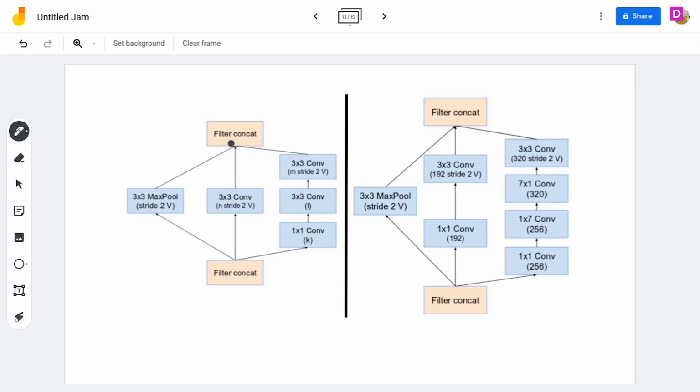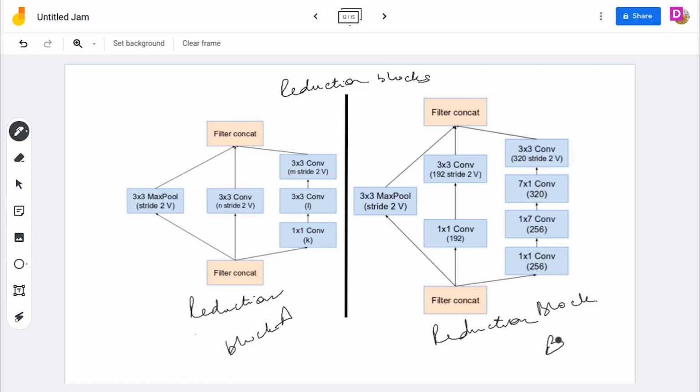Now here we have reduction blocks. Reduction blocks are basically used to reduce the size. So instead of going for pooling directly, they have used reduction blocks, which means you can now reduce the sizes. Here this is reduction block A, and this is reduction block B. Reduction block A is used to change the dimension from 35x35 to 17x17, and this reduction block is used to change the dimension from 17x17 to 8x8.